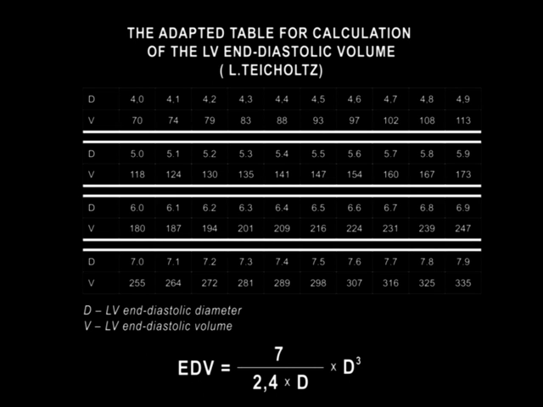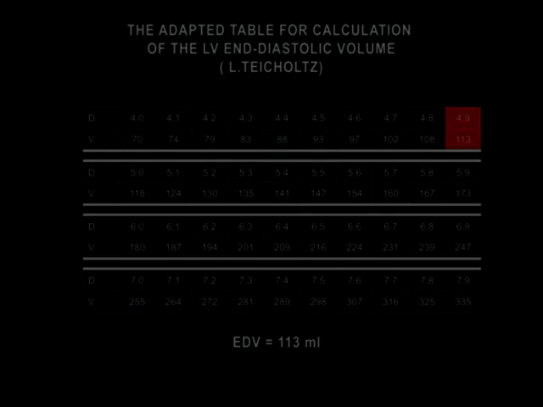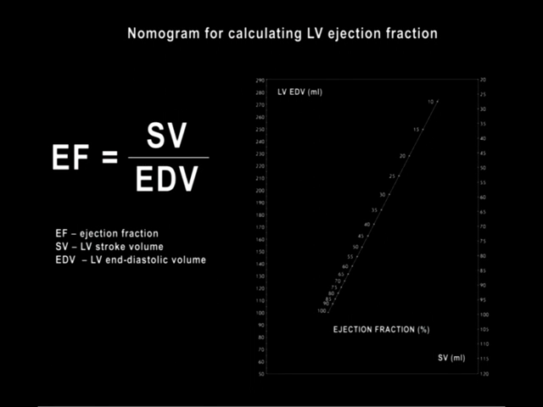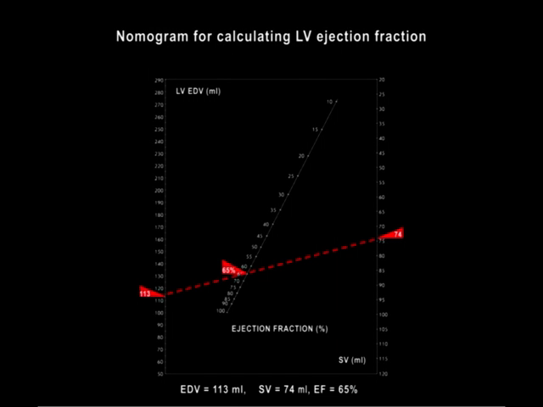The Teicholz formula calculates the left ventricular end diastolic volume. Please look at the appropriate table for calculating the left ventricular end diastolic volume. In our example, the left ventricular end diastolic diameter of 4.9 centimeters corresponds to the left ventricular end diastolic volume of 113 milliliters. Using a nomogram, one obtains the ejection fraction in this particular patient. The ejection fraction is 65%.